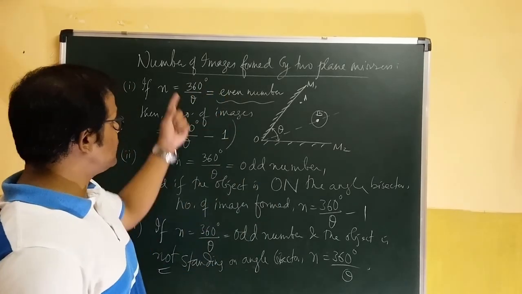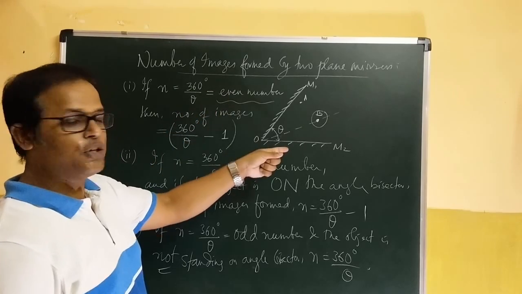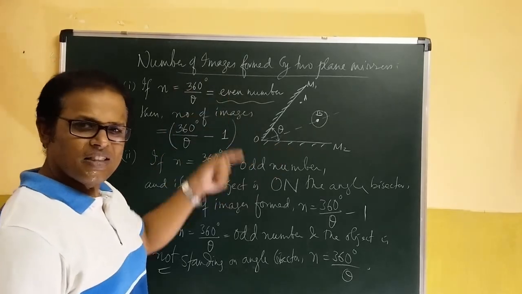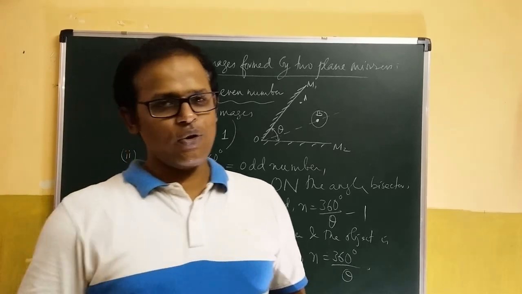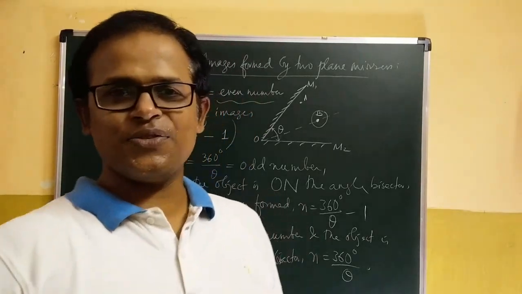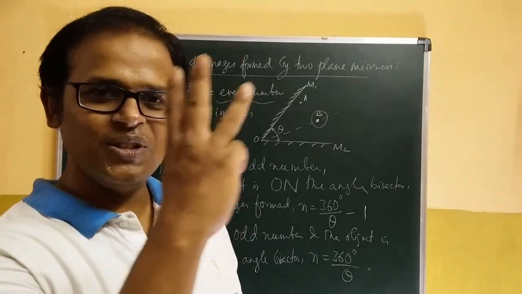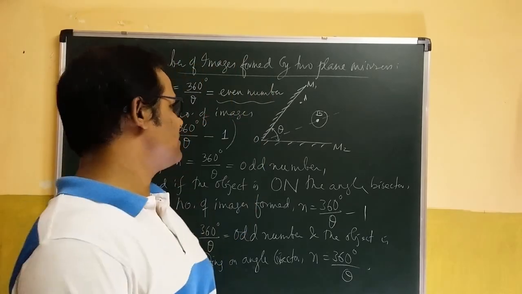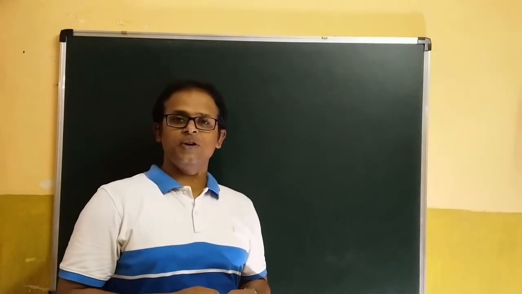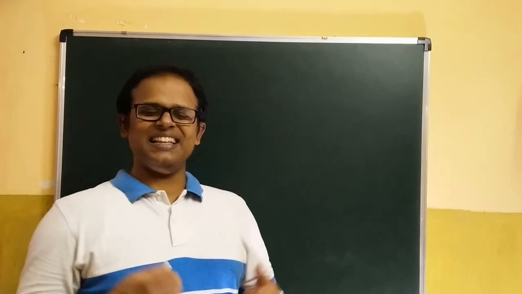Exactly. What if the angle between these two is perpendicular to each other, 90 degrees? 360 by 90 is equal to 4. 4 is an even number, so the number of images formed will be 4 minus 1 is equal to 3. That's it, as simple as that. Now we can move forward with another topic.